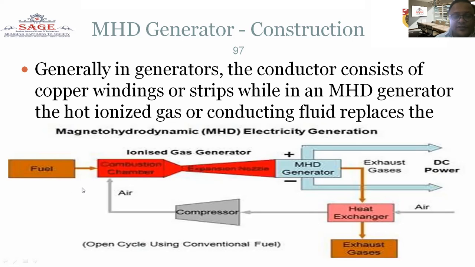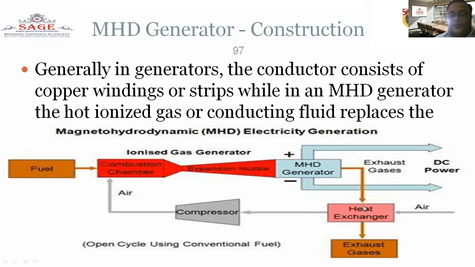Through external sources, it passes through the combustion chamber where the fuel and air meet, and the ionized gas generator produces gases; after the expansion nozzle there will be a current of gases. This is the MHD generator working. Gases pass through the heat exchanger, where they are cooled by external sources, with air used as a coolant. After that, the gas goes to the atmosphere.